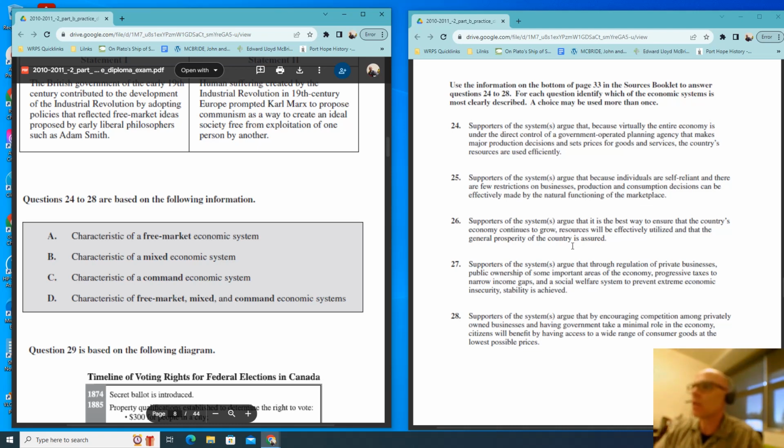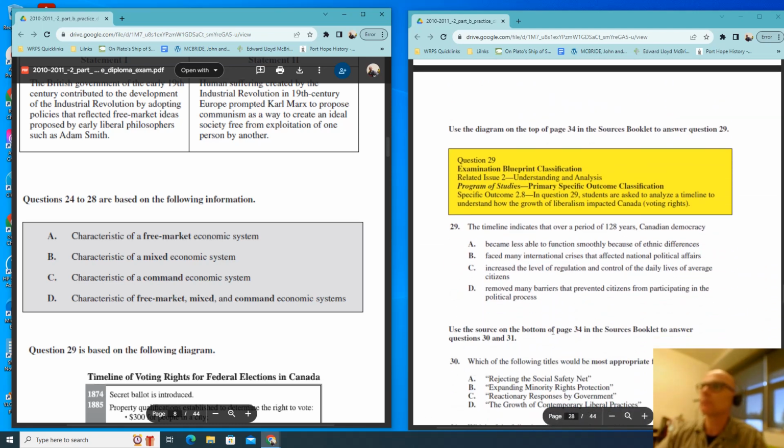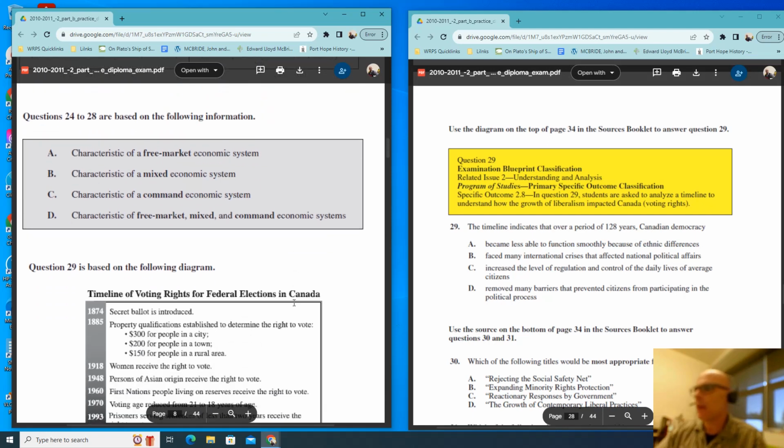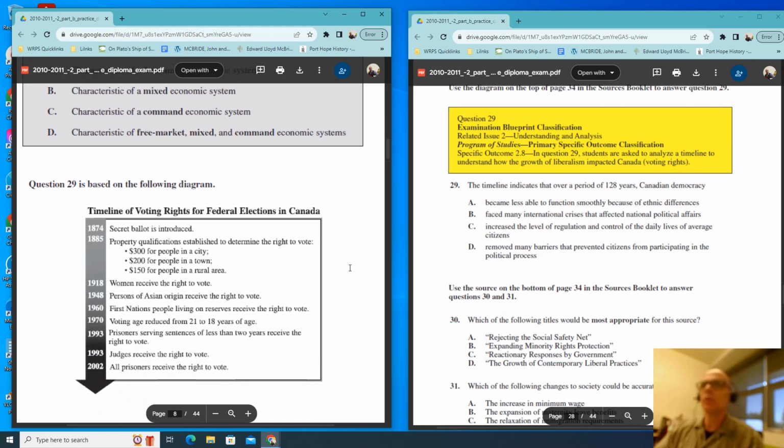Supporters of this system argue that by encouraging competition among privately owned businesses and having government take a minimum role, free market. Those are easy ones. All right. Yeah, let's do number 29. We'll do some political ones too.